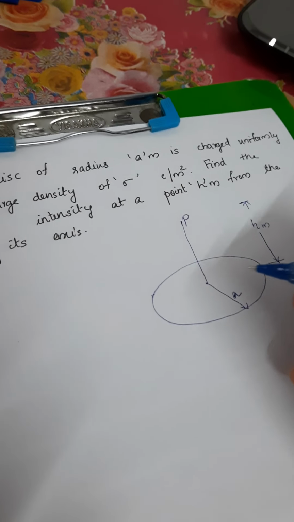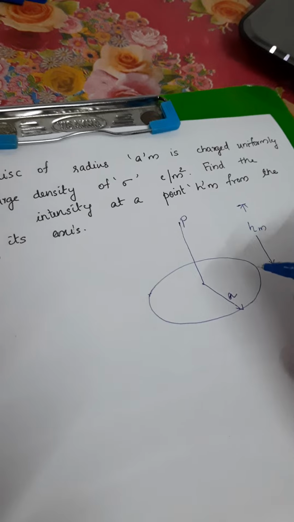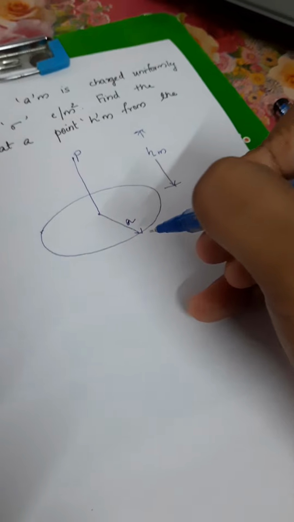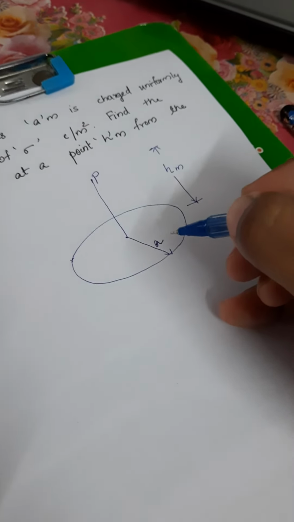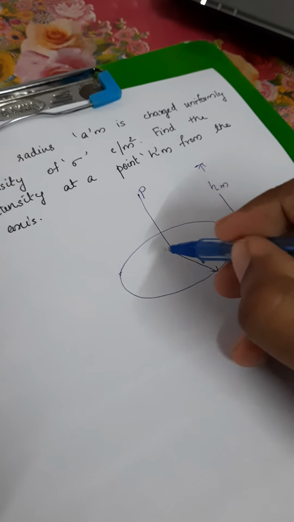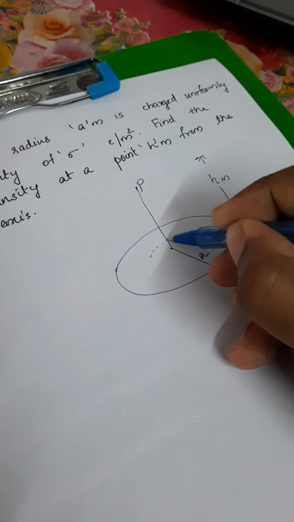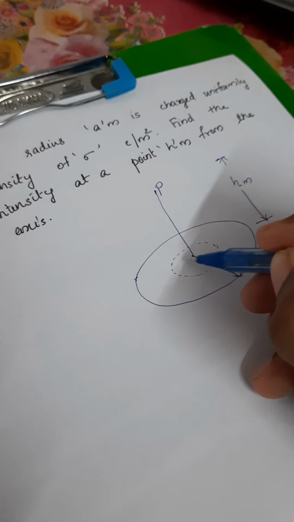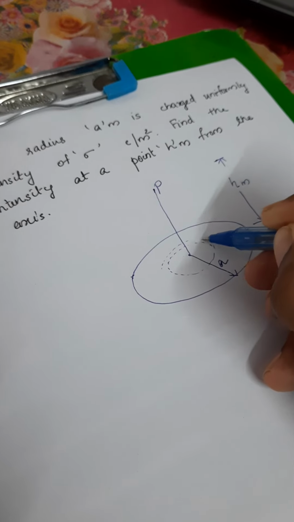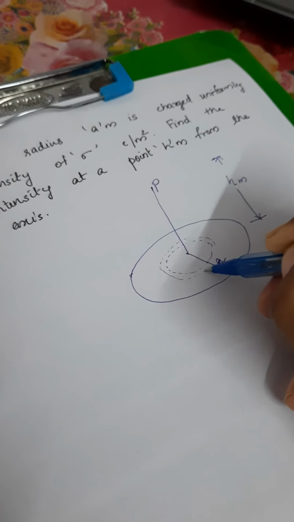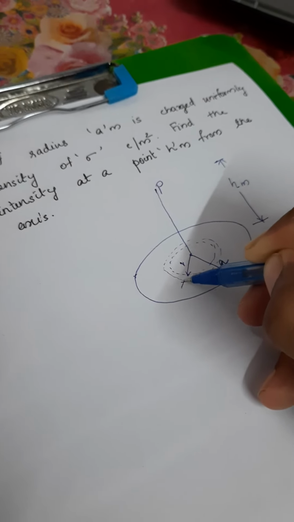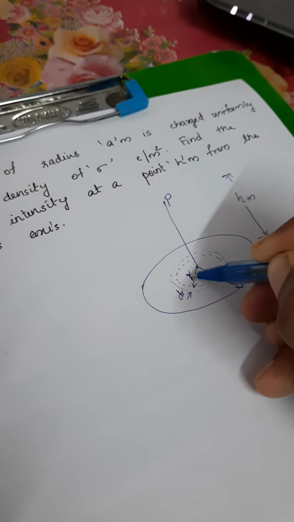Now we can consider this circular disk in the question. The circular disk having the charge density sigma coulomb per meter square. So in that we first consider a small annular ring. It's having a radius of r meter and thickness is dr. This is r meter radius and its thickness is dr.